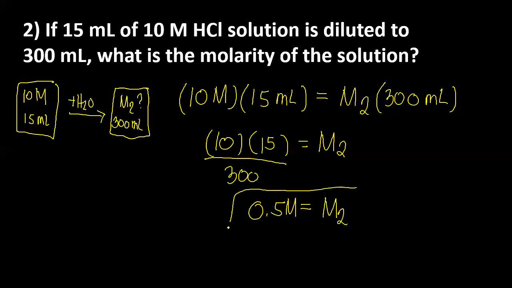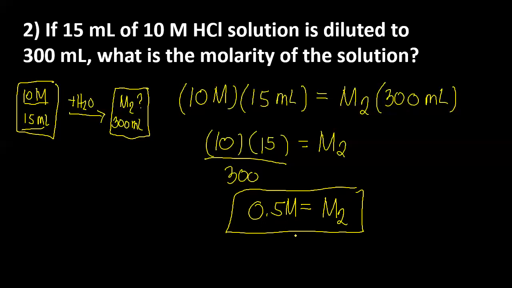Okay, so meaning to say, ibig sabihin nito, nag-dilute tayo ng 10 molar hydrochloric acid or HCl solution, ginamit natin ang 15 ml, nag-add tayo ng water, okay? Naging 300 ml yung volume natin at ang concentration of our diluted solution, yung final concentration natin is 0.5 molar na lang, okay? So that is less concentrated to the original na stock solution natin, which is 10 molar. Okay, so very easy lang in doing this problem, solving this problem.